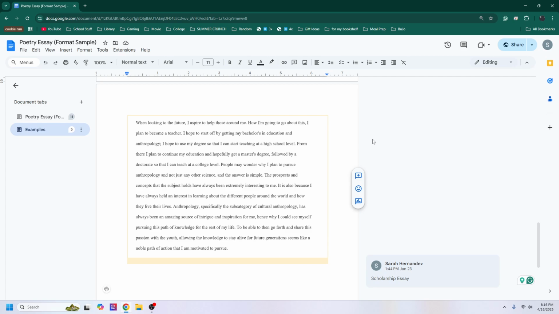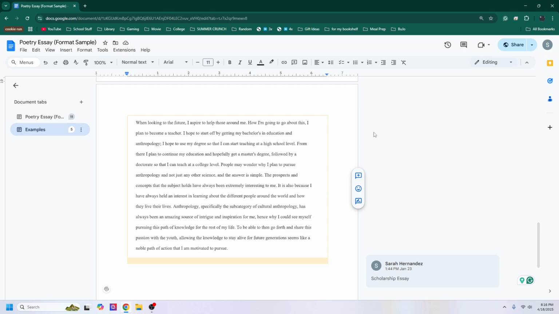But he said, when looking to the future, I aspire to help those around me. Great. But then he goes, how I'm going to go about this, I plan to become a teacher. A great way to reword this would be, I plan to go about this by becoming a teacher. Notice how sometimes in sentences, the concepts are good, but the wording is off. It's a little hard. It kind of sticks in your mouth a little bit. You fumble. You can't really speak very clearly with this sentence.